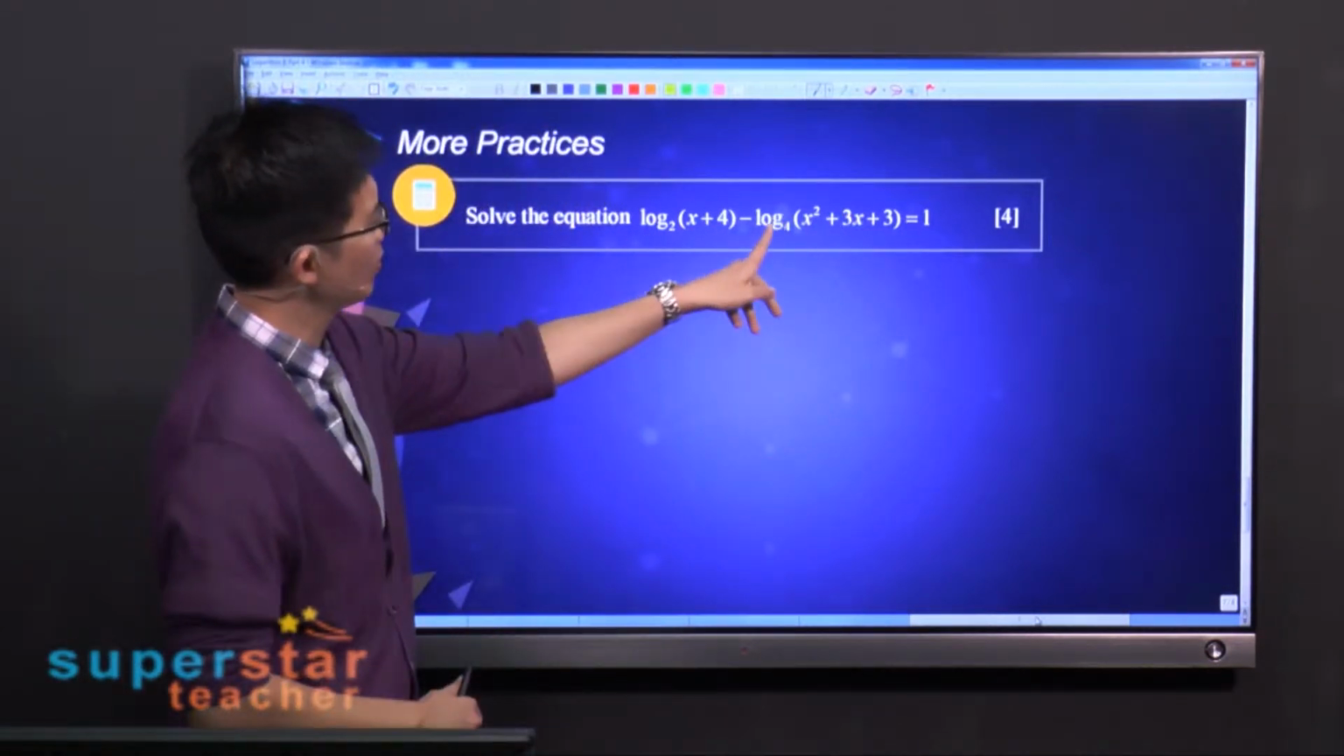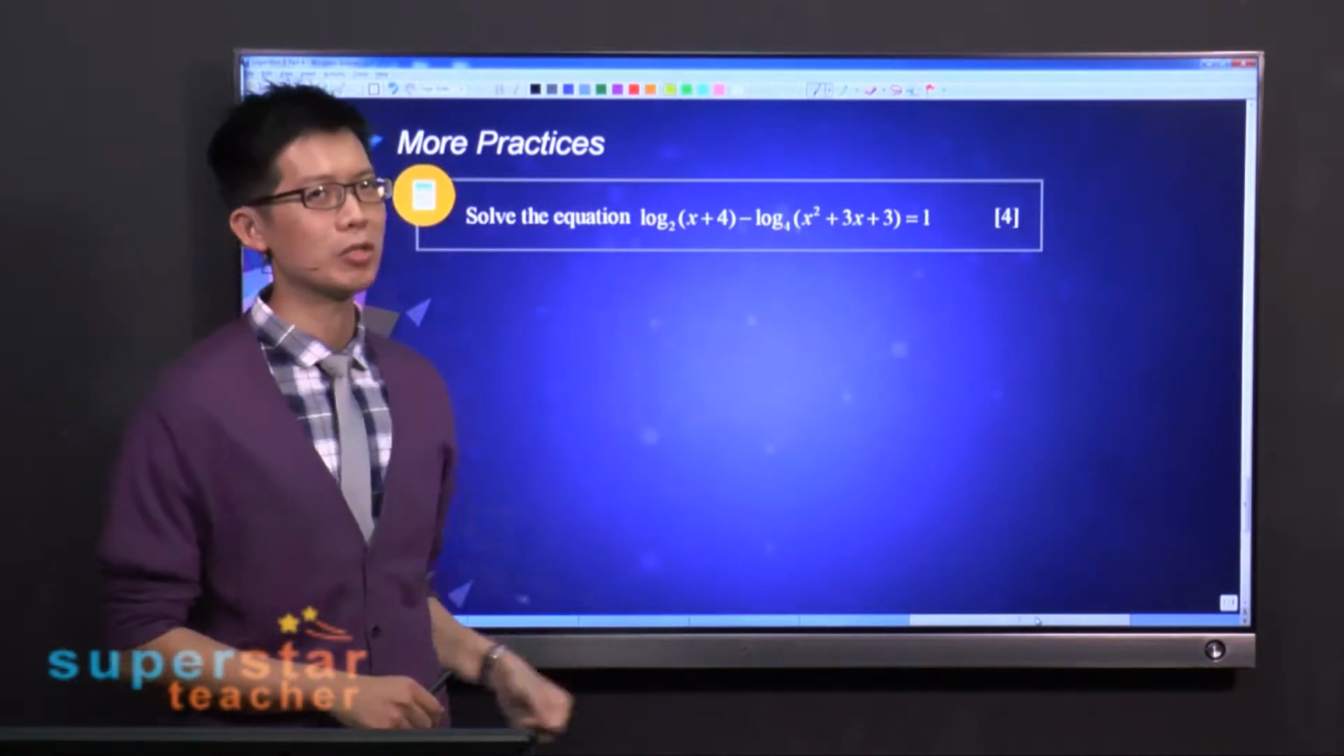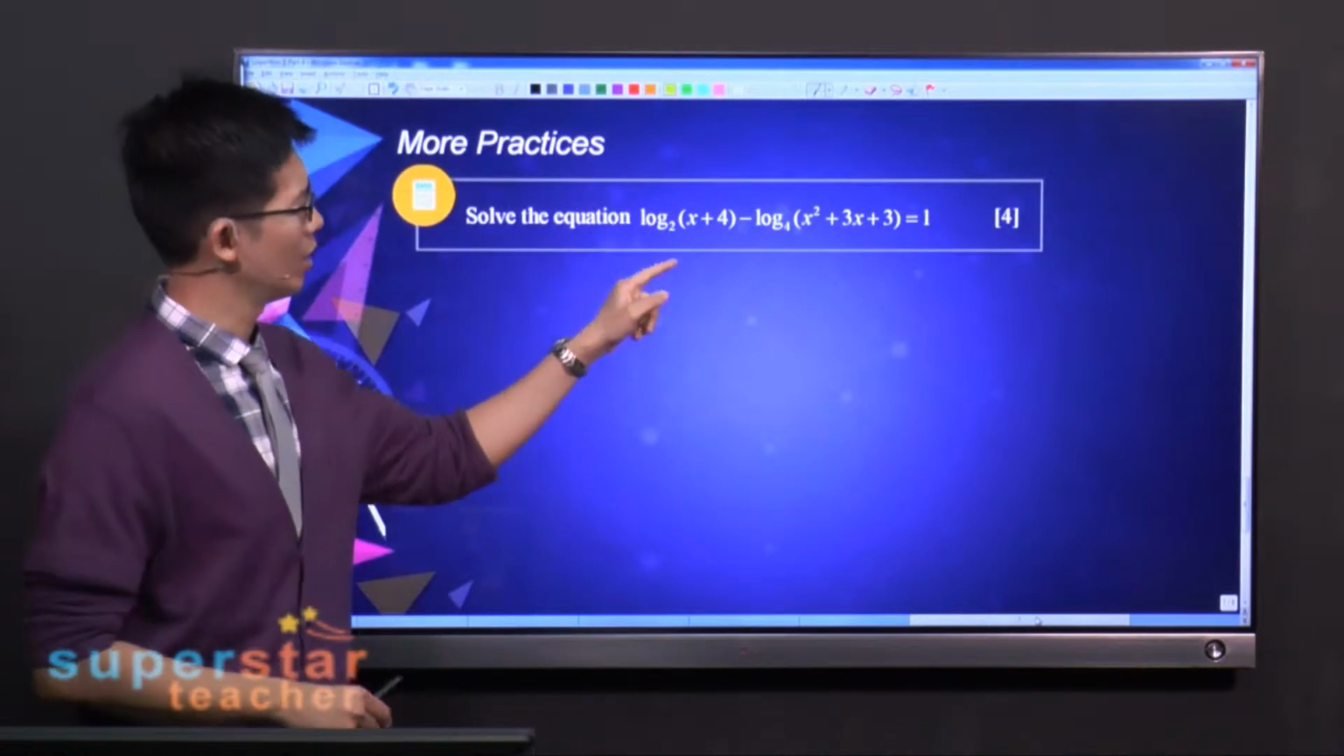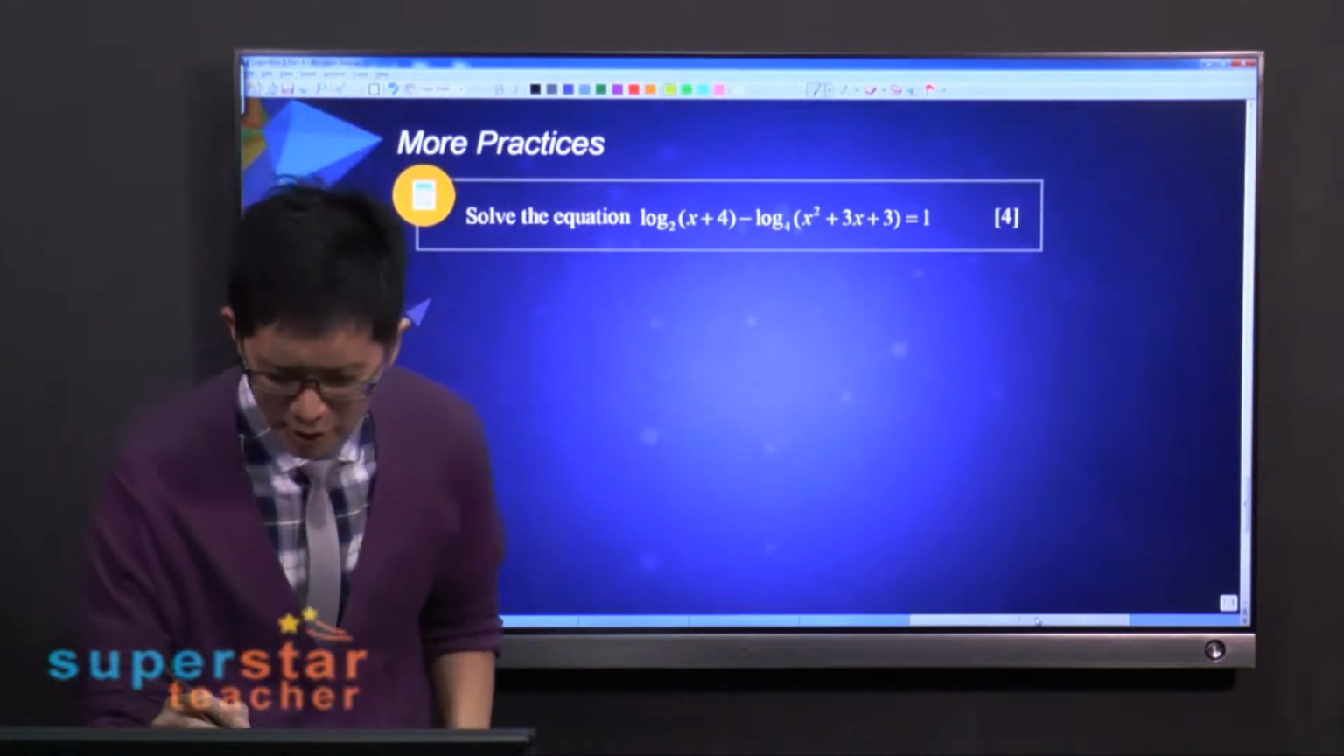First thing you pay attention to, the base is different, so we know that we need to change the base. Changing to base 2 sounds like a great idea rather than changing to base 4, right? Okay, so let's do the change first.